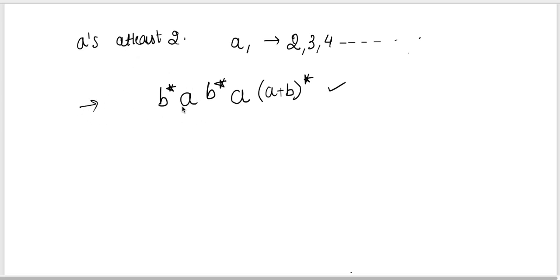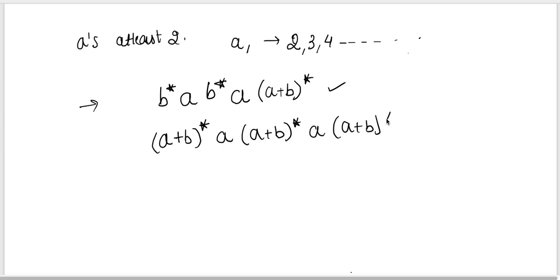Now you might think, sir, why can't we write it like this: (a plus b) whole star, a, (a plus b) whole star, a, (a plus b) whole star. It is already at least 2 a's. See, before this a, anything can come, any number of a's or b's. After it, anything can come. After this, anything can come. But the constraint is that at least two a's should be there. So yes, this is absolutely fine. No problem at all.